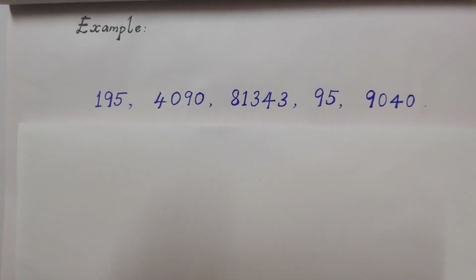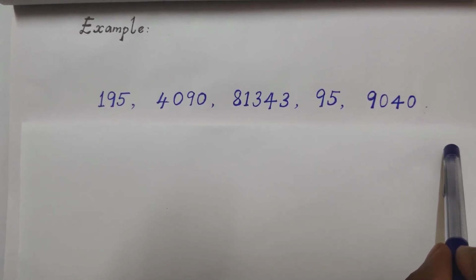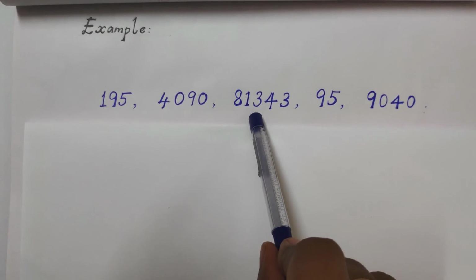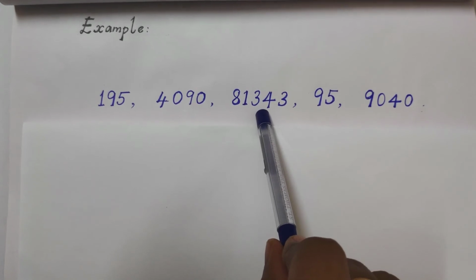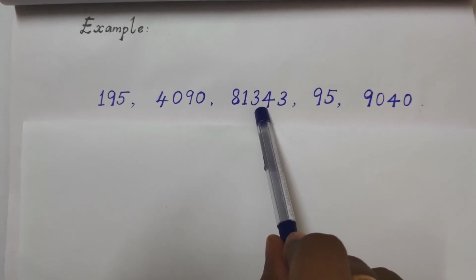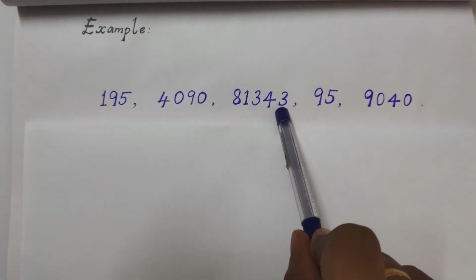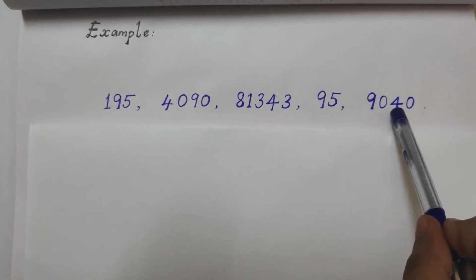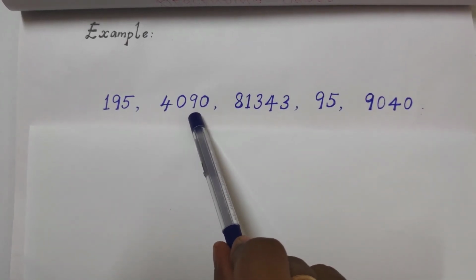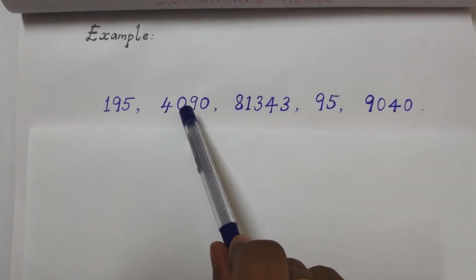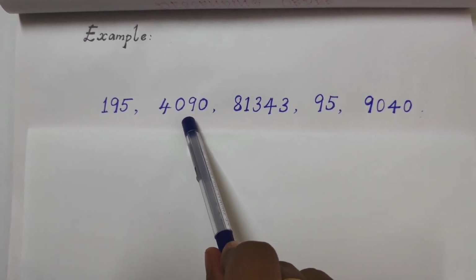So, we have to arrange the numbers from the greatest to the smallest. Here, the greatest number is 81,343 because it is a 5-digit number. So, at first we will write this number. The next number smaller to 81,343 is 9,040. It is a 4-digit number. We have one more 4-digit number, 4,090. Now look at both the numbers, 9,040 and 4,090.